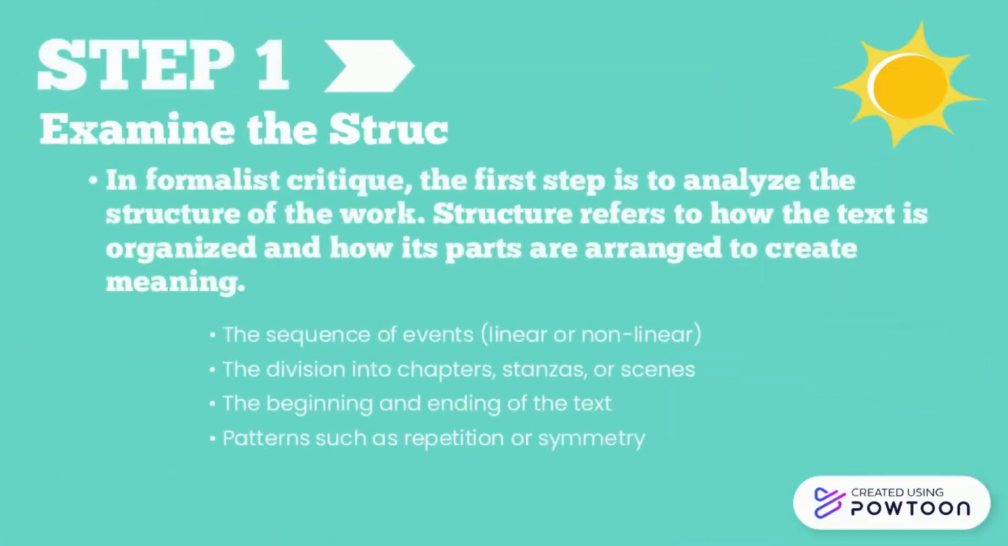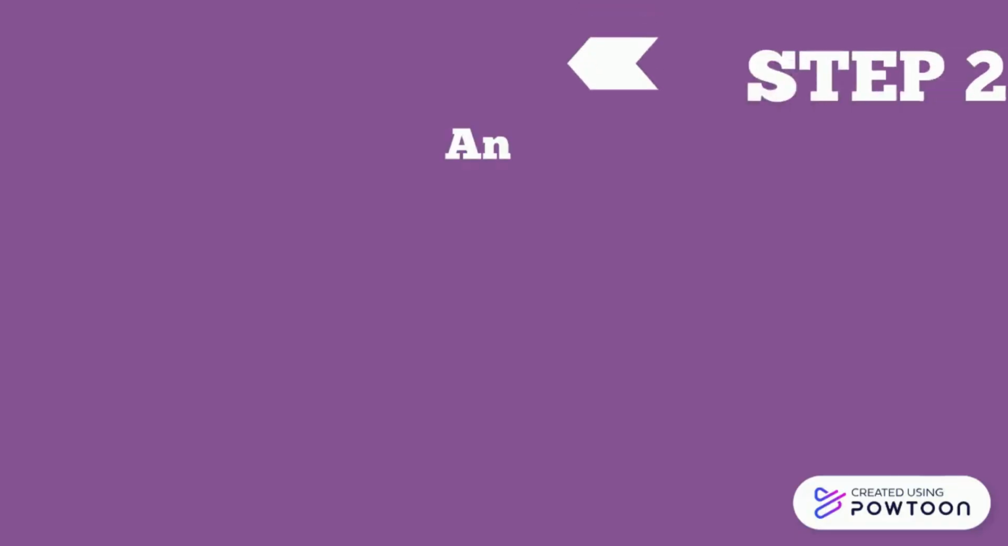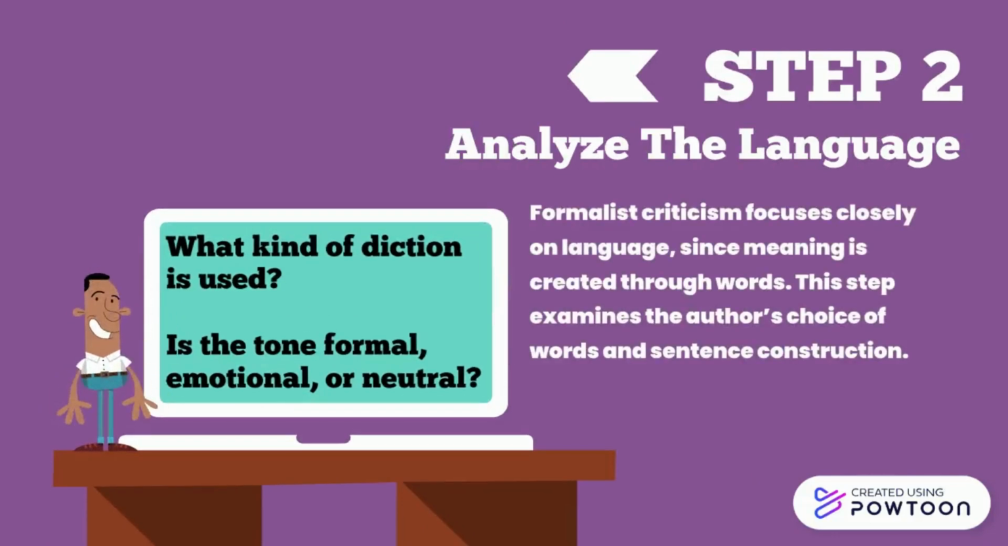First, we have to examine structure. We have to find the sequence of events, the division of chapters, stanzas, scenes, and the beginning and the ending of the text. Step 2. We should analyze the language. In the formalist approach, we should analyze which diction is used, which tone is used by the author in the literary text. This step examines the author's choice of words and sentence construction.